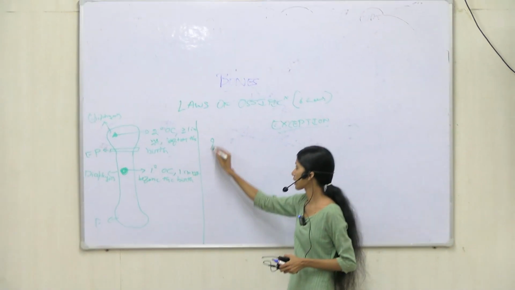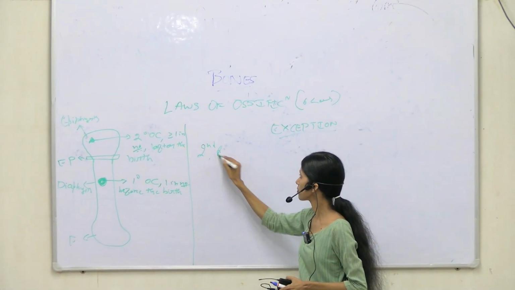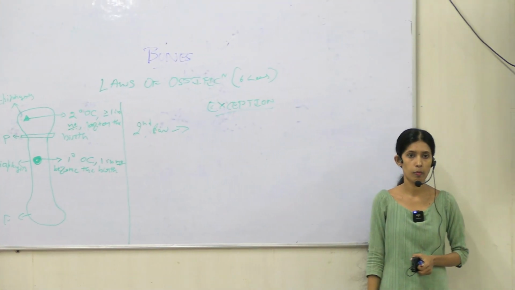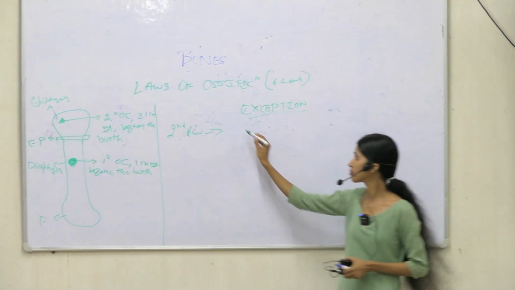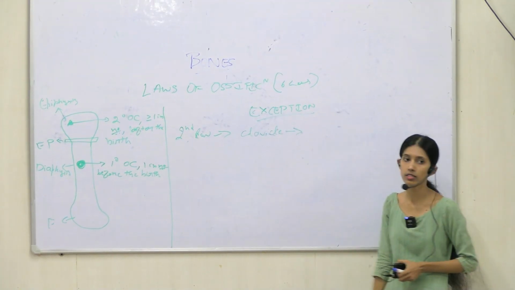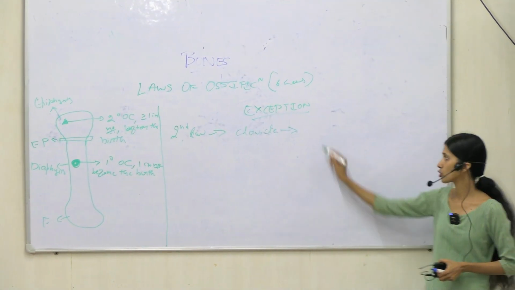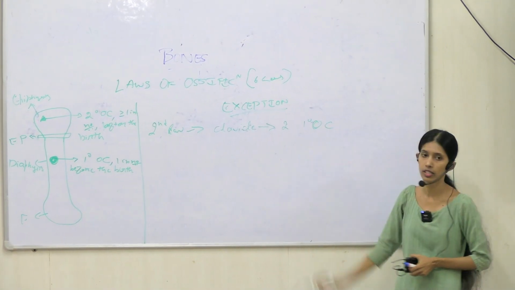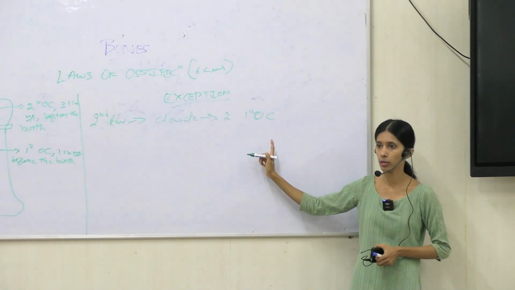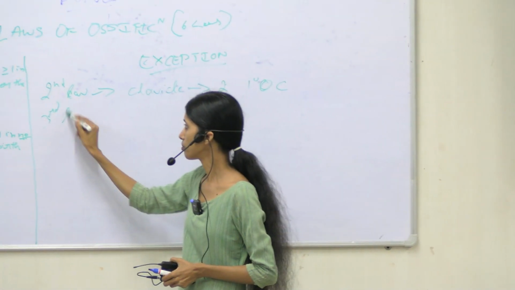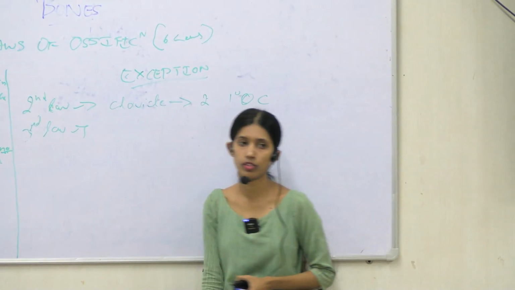Okay, for the second law, the exception bone is clavicle. Your clavicle has how many primary centers? It has 2 primary ossification centers. Okay, this is the exception for the second law. What about the third law? What are the exceptions for the third law?